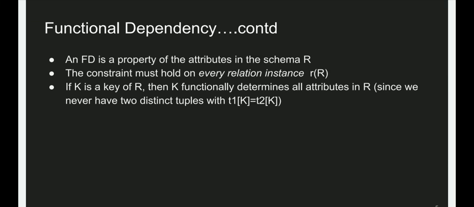The FD constraint defined must hold on every relation instance R which belongs to capital R. If we have a key called K of R, then K functionally determines all the attributes in R. This is because the key doesn't have two distinct tuple values, which is T1 of K equal to T2 of K.